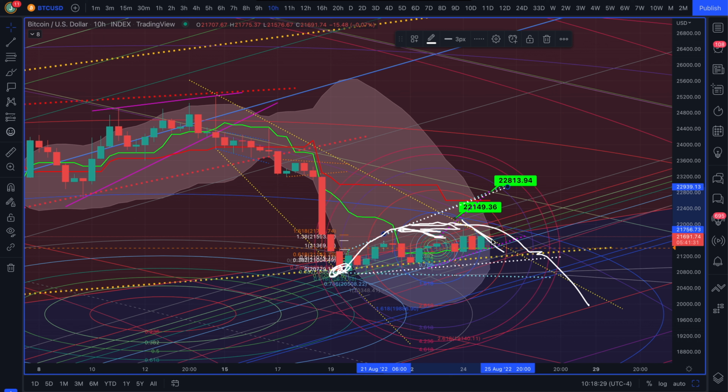So it completes the yellow wedge, it completes the white wedge, it completes the purple wedge, and everything gets wrapped up nicely with a little bow, and we start the next run down. That's where my money is.